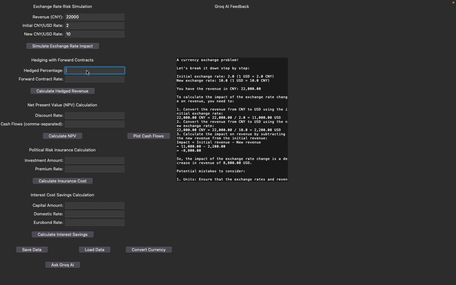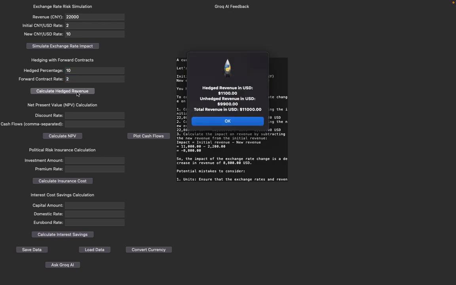Coming to hedge funding percentage, we take 10% of hedge funding and forward contract rate to around 2%, which would give us a total revenue of $11,000 again. So unhedged fund would be 9,900, whereas the hedged fund would be 1,100.